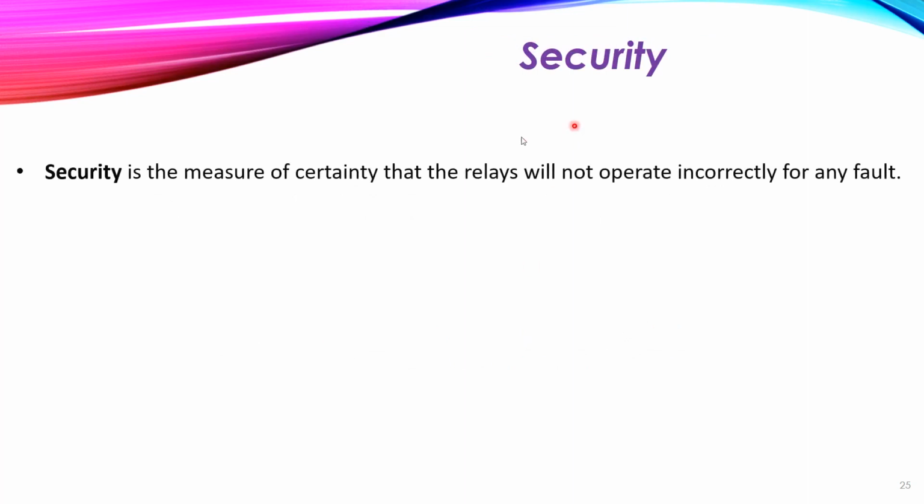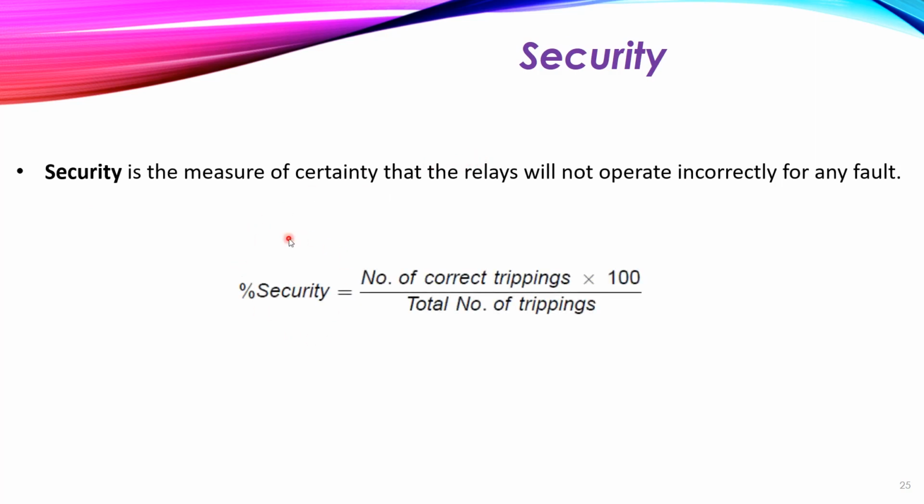The third definition is the security. Security is the measure of the certainty that the relay will not operate incorrectly for any fault. So what does this mean? It means the ratio between the number of correct trippings over the total number of trippings, the total number representing the correct plus incorrect trippings.